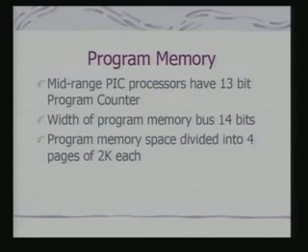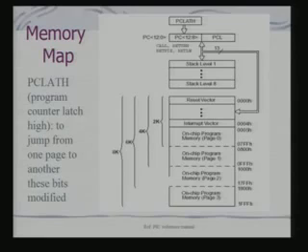The width of the program memory bus is typically 14 bits. 14 bits, that means this is the length of the instruction. And the program memory space is divided into 4 pages of 2K each. Let's see how this organization is really managed.